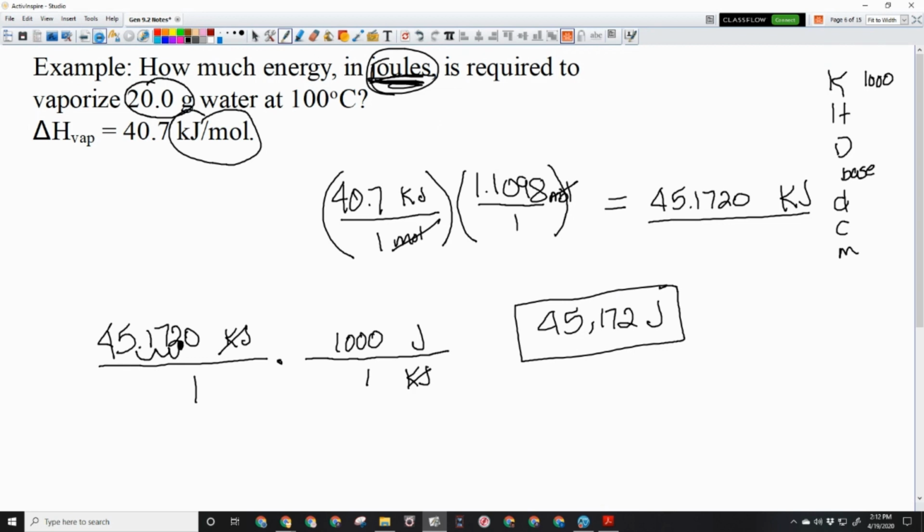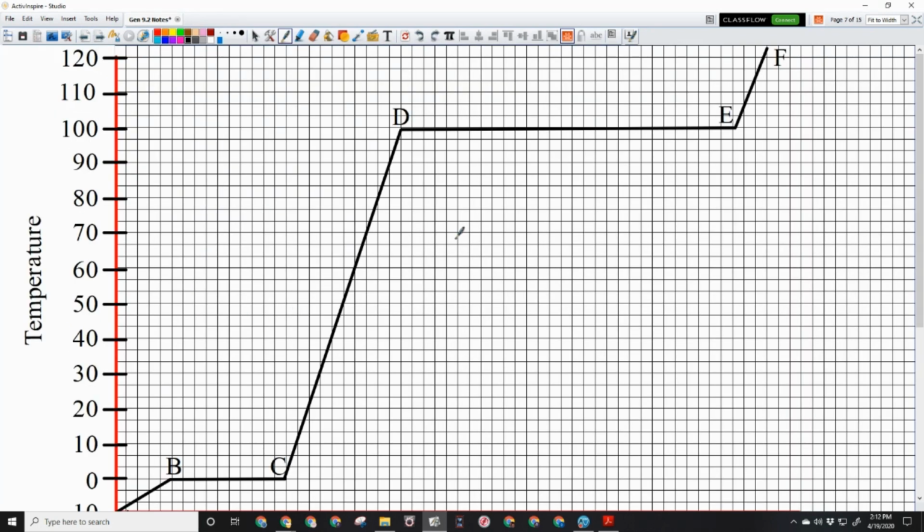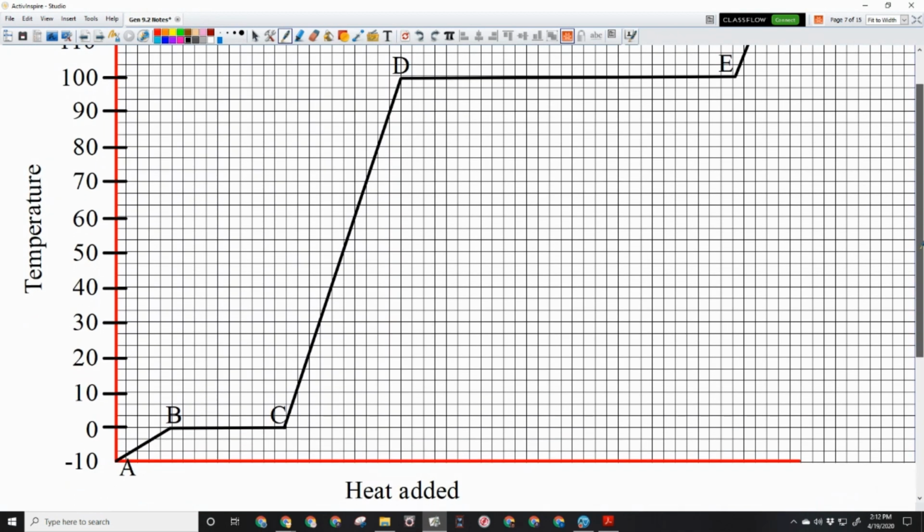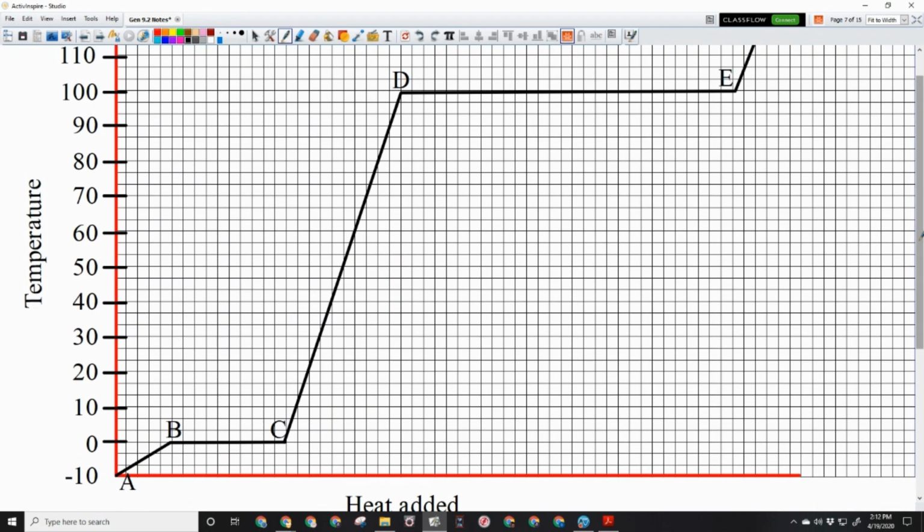All right, so now looking at the heating curve. Typically in questions that you're going to see for this section, it's going to give you a range of temperatures that you need to calculate an energy for. For example, it may say that you have water at negative 10 degrees and the final temperature is 50 degrees Celsius.